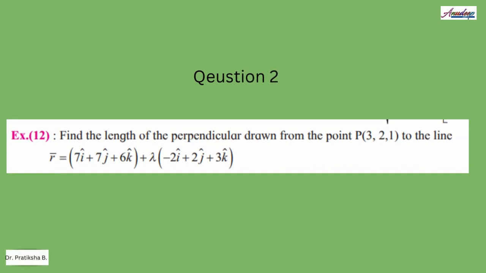Question 2. Find the length of a perpendicular drawn from the point P(3, 2, 1) to the line r vector equal to 7i plus 7j plus 6k plus lambda into minus 2i plus 2j plus 3k. So we need to calculate the length of a perpendicular, that is, the distance of a point from the line. So the same formula we can use to solve this problem.